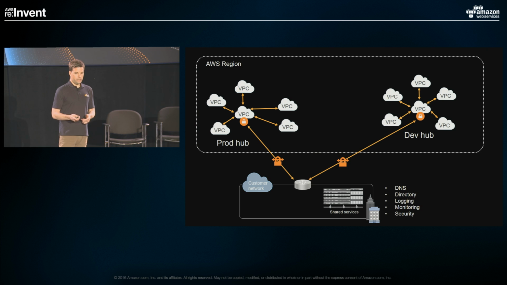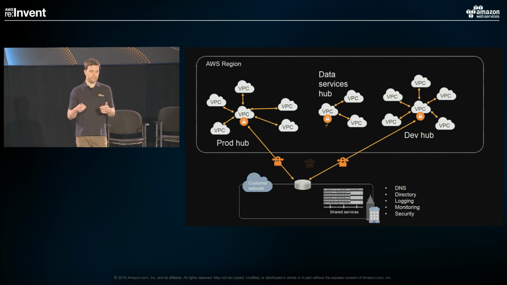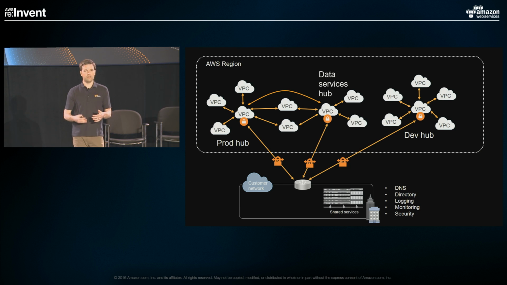All right, so here we've got multiple hubs. You might have a dev hub and a prod hub, but it's not limited to just that. You might have a data services hub tied in, but they can be connected to each other. Peering is very flexible, and it can also be dynamic.